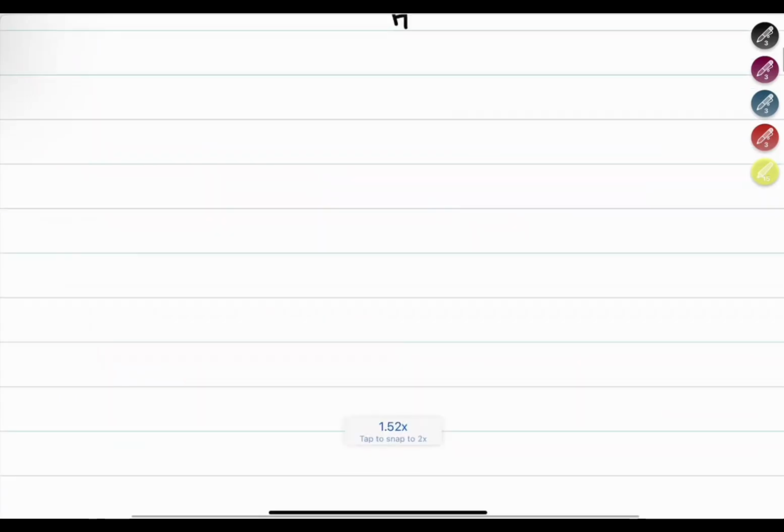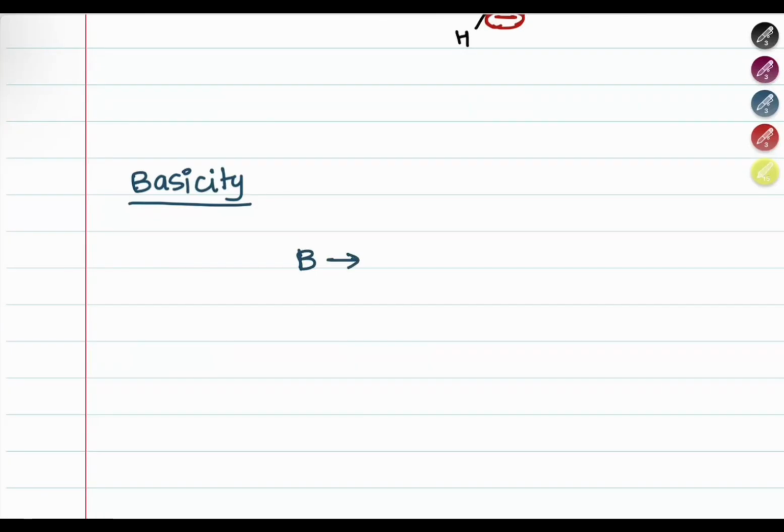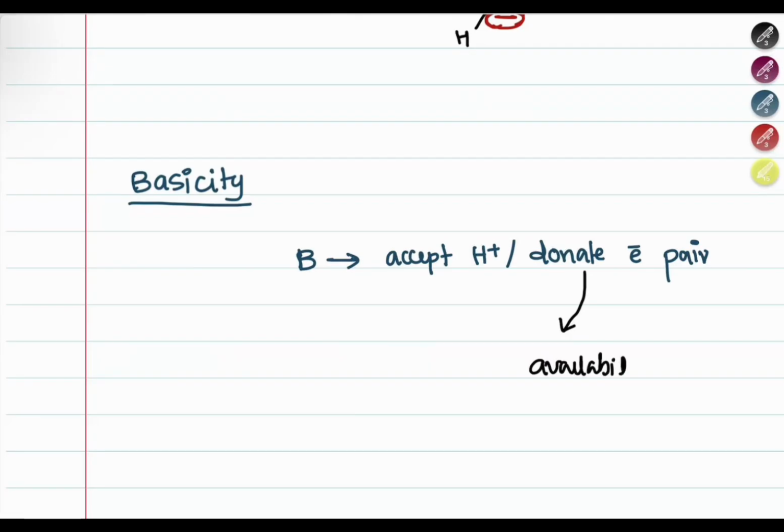Okay. So now we'll discuss basicity. Base we have already explained. A base is a substance which can accept H plus or donate an electron pair. Right? So suppose we have to see the basic strength. There are two ways. Either we can see the availability of the electron pair. This is the first way.